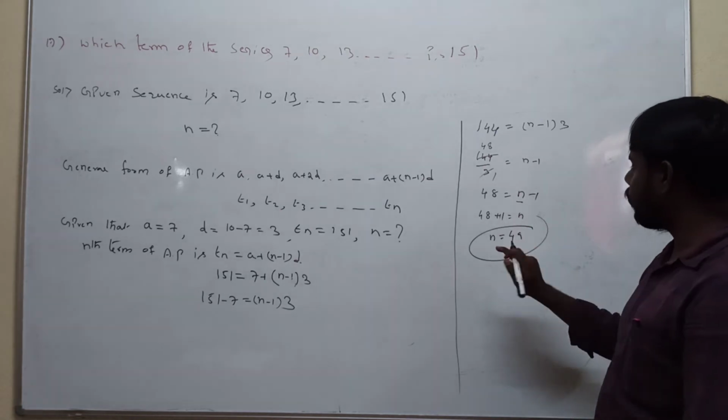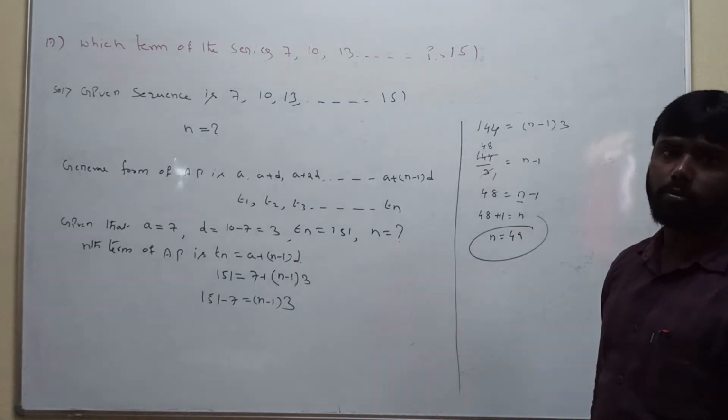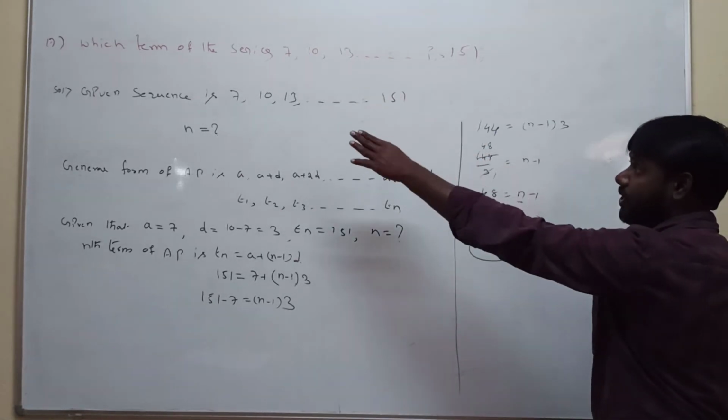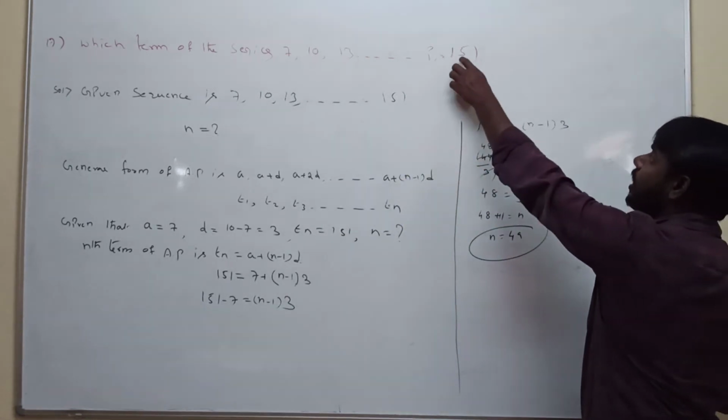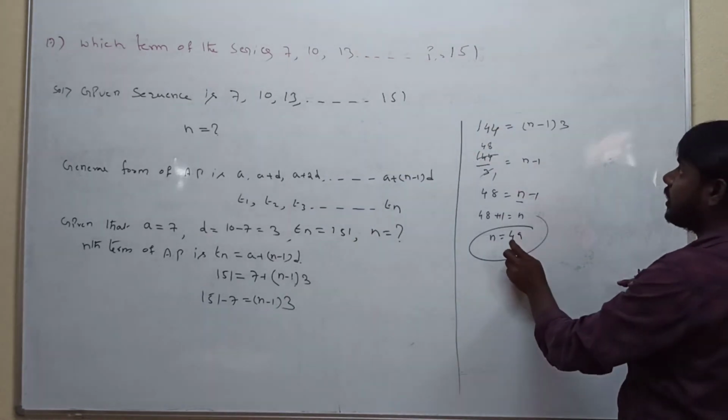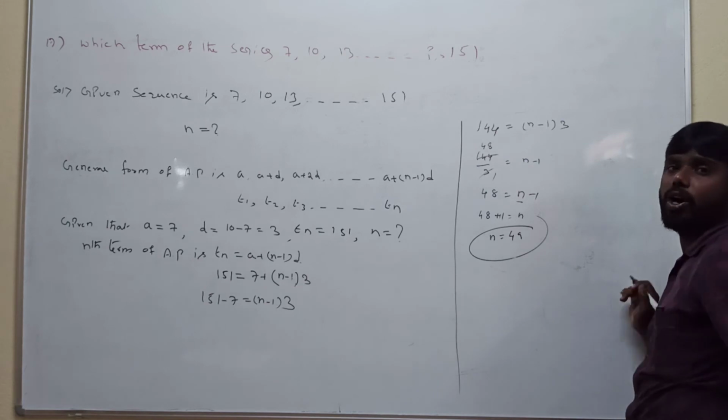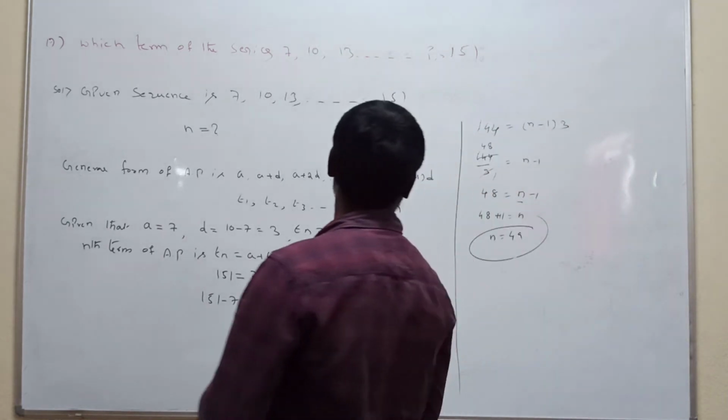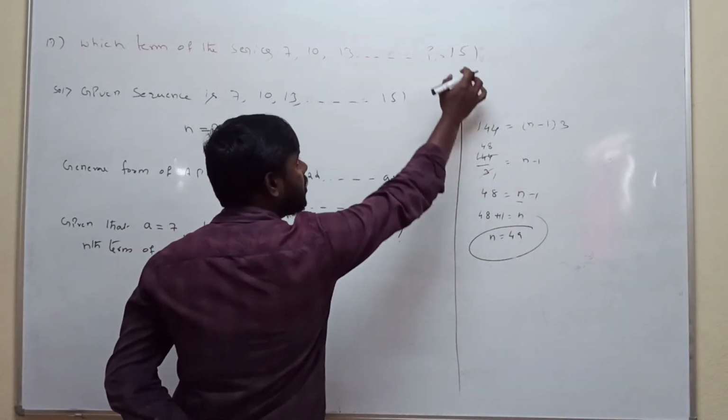What are they asking? Find which term of the series is 151. So the 49th term value is 151. How to tell it like that? The 49th term is 151 here.